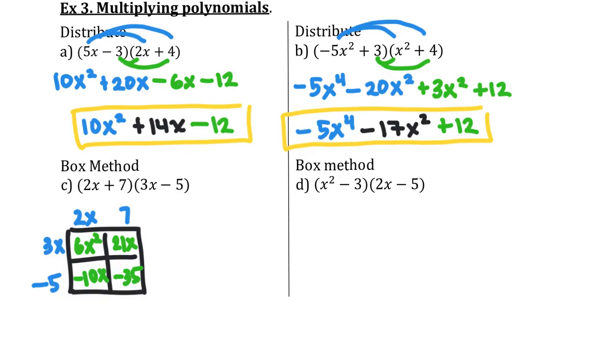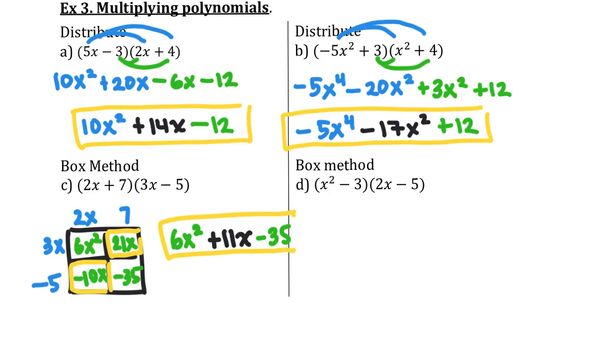Standard form, so I'm going to put the 6x squared first. Like terms, I have 21x minus 10x, which is 11x. And then we have the minus 35. Okay, and if you distribute, you would get the same answer.